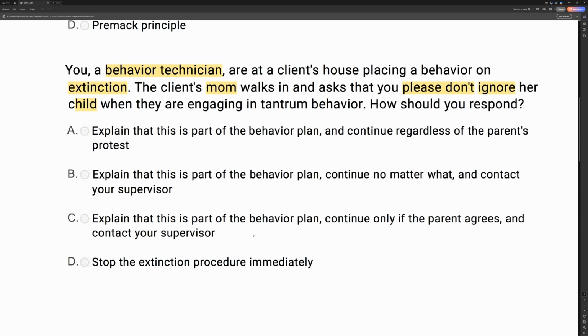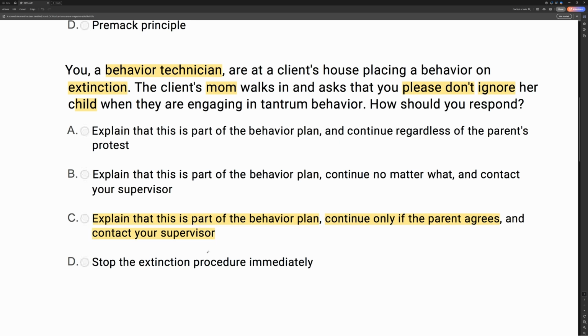C, explain that this is part of the behavior plan. Continue only if the parent agrees and contact your supervisor. Yes, we're going to explain this is part of the plan. We'll continue if the parent agrees, and we're going to tell the supervisor no matter what. Even if the parent allows us to continue, we still want to let the supervisor know the situation in case the supervisor needs to come back and retrain or re-explain what's going on.